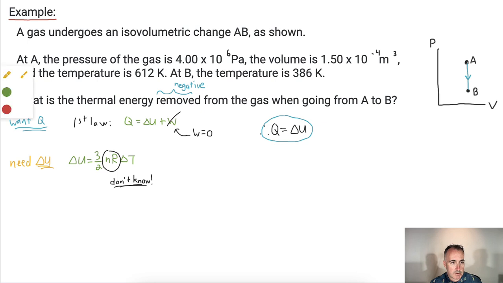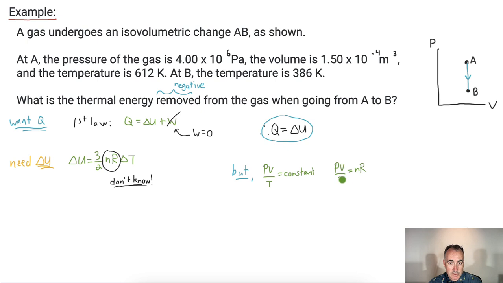I'm going to do this off to the side right here. So I'll write this down. We do know that PV equals NRT, right? We know that PV over T is a constant. In fact, we know that it equals NR, just from the ideal gas law, PV over T equals N times R.